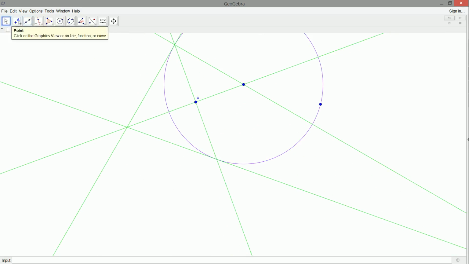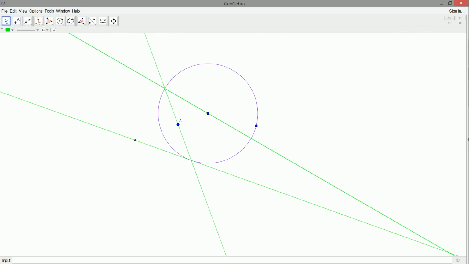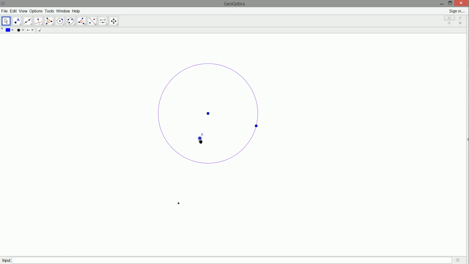And this is the point that we're going to call the reflection of A in the circle. So let's clean this up a bit. As A moves inside the circle, this thing moves outside the circle. And as A gets closer to the center, this point gets further and further and further away.